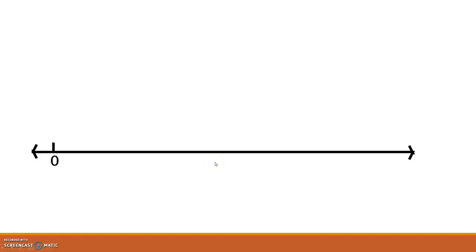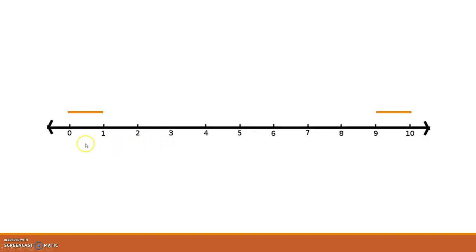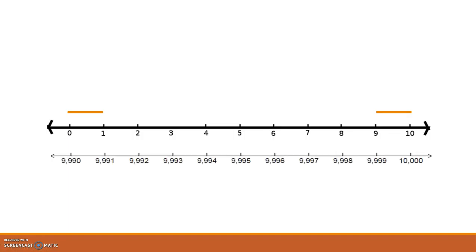Here's an important idea for math and numbers. The difference or distance between one number and the next has to be consistent. So the distance between 0 and 1 is the same distance as between 9 and 10. And if we're measuring with the same units, cups, miles, inches, dollars, it has to be the same distance between 9,999 and 10,000.